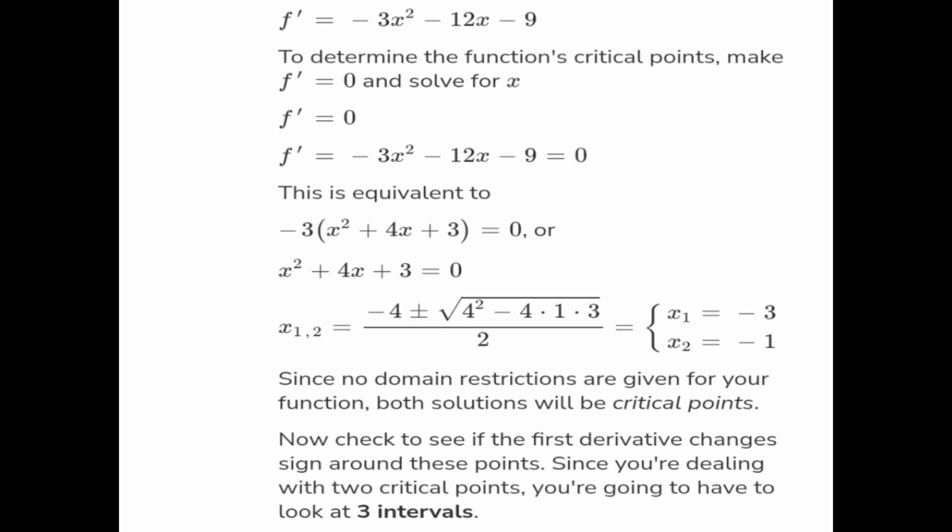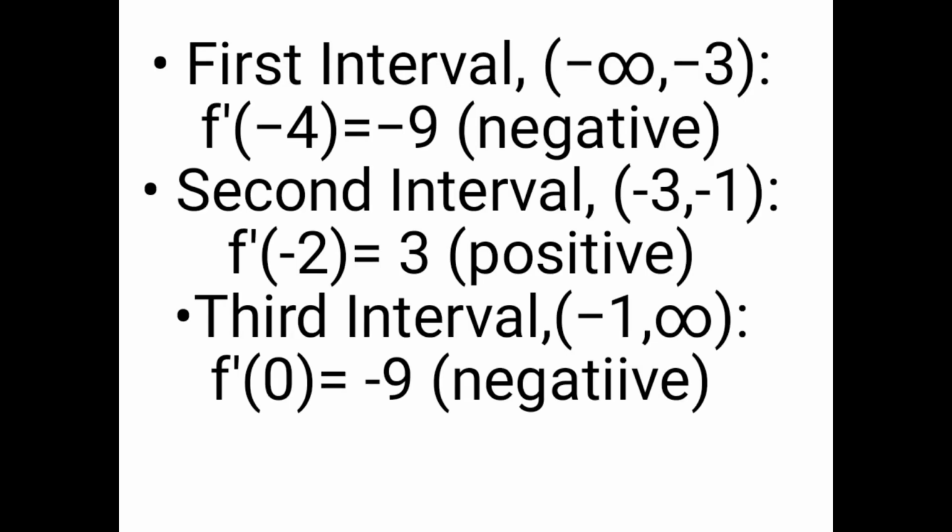Equating to 0 to find the critical points and solving for x, we have that x1 equals minus 3 and x2 equals minus 1. These critical points correspond to 3 intervals. The first interval is the open interval minus infinity to minus 3. The second interval is the open interval minus 3 to minus 1. And the third interval is the open interval minus 1 to positive infinity.